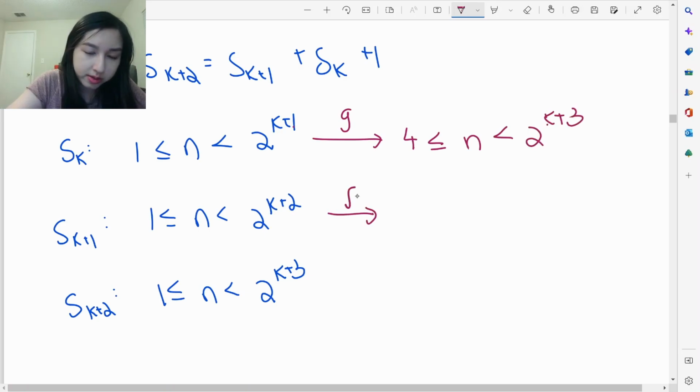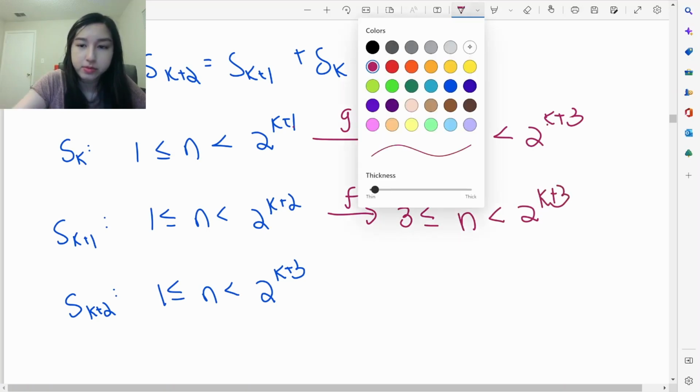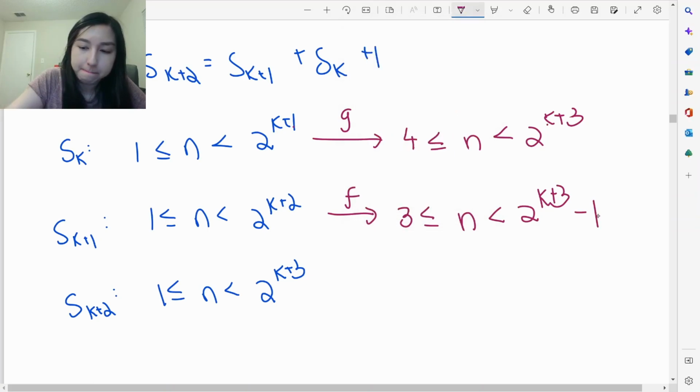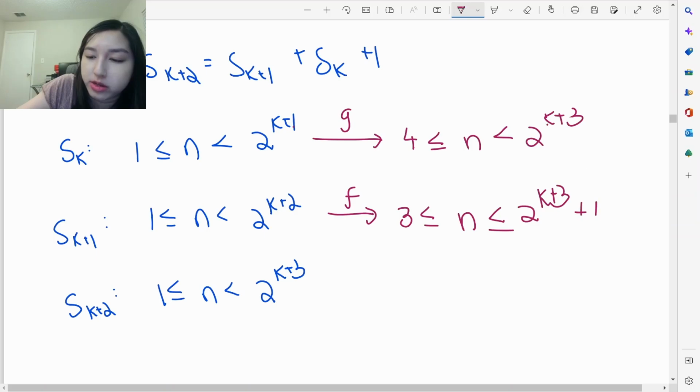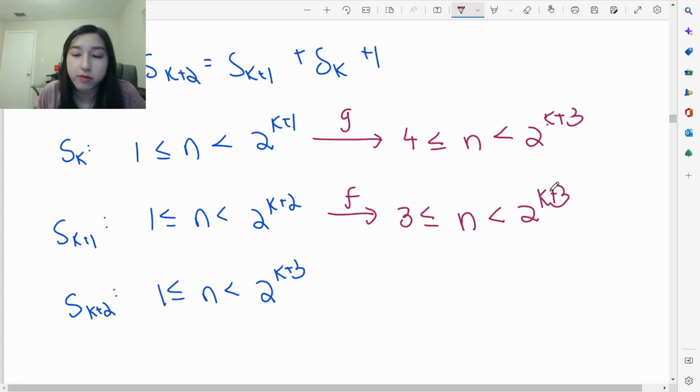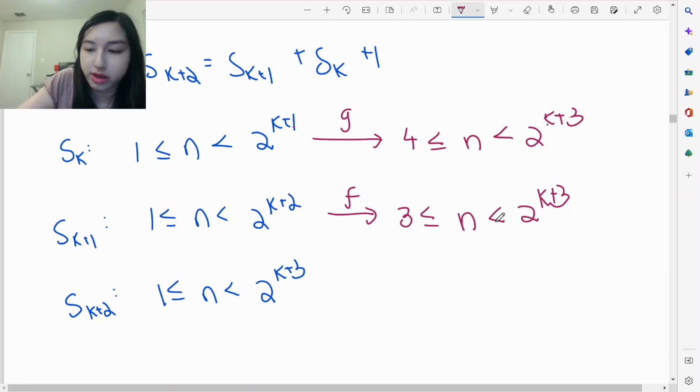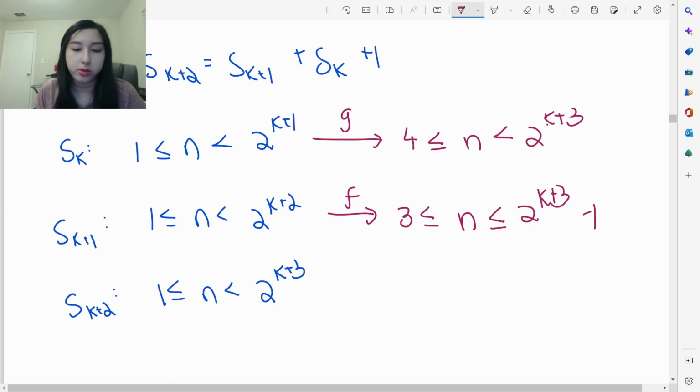Same, this one probably is f again. 1 times 2 plus 1 is going to be 3, and 2k plus 3. So there we go. Oh, forgot the minus 1, so it will change to equals to. The reason is because if we put plus 1, it does not include this number, and 2 to the power of k plus 3 is even, so we're not even going to count that as well, so that's why it includes all the way to the number before 2 to the power of k plus 3.